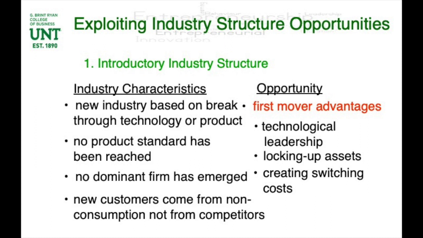By having a first mover advantage, you can get the leadership in the technology that can help to determine whatever product standard will emerge. You can make it so that supplies will cost quite a bit. You can buy up more than you actually need in the supply. That's called locking up assets. And you can also create switching costs, which would mean that if a customer wanted to switch to the competitor's product, they'd have to incur substantial charges.